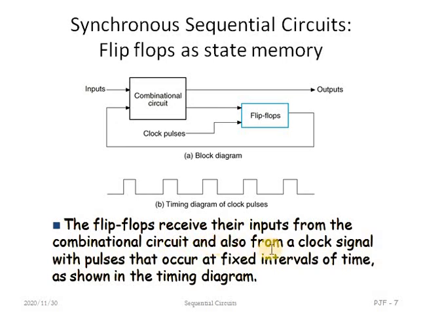and also from a clock signal. So a clock generator will generate a clock pulse that occurs at fixed intervals of time. So this is the interval of time as shown in the timing diagram. So this is what a synchronous sequential circuit is.